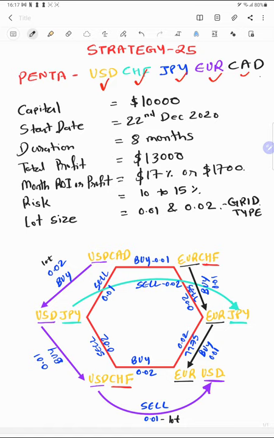For all five pairs, we individually check the strength, and after checking the strength, we consider the support and demand zones. These five pairs are interlinked with each other, so it is actually a Pentagon type strategy, with USD CAD, USD JPY, USD CHF and Euro USD, where we have connected USD pairs and USD strength, and buy and sell will be taken according to the USD strength in these pairs.